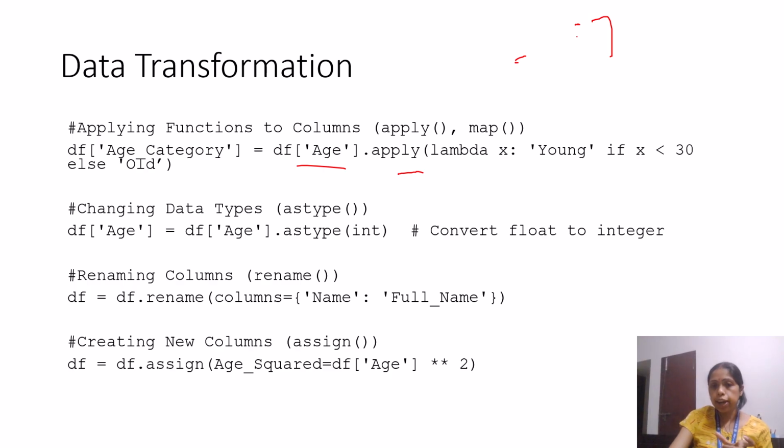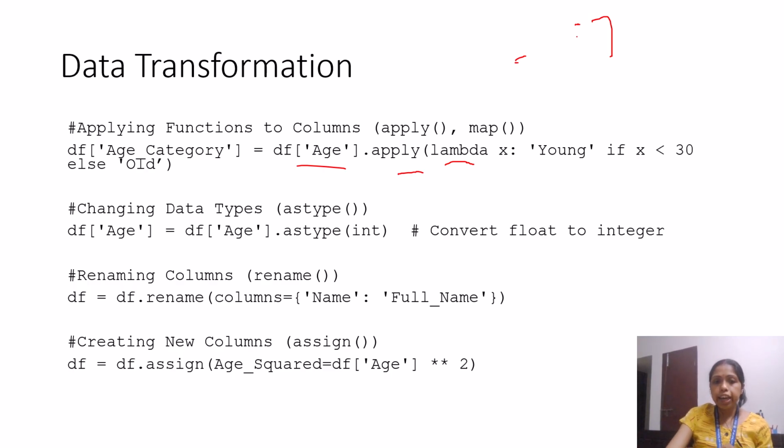If you want to write in a single line, you have to use the lambda function, and that entire operation you want to apply on each column. So that's why you have to write dot apply, then within bracket you have to write the entire set of instructions. Then you can create an age category column where, corresponding to the age value, the categorical value will be stored. This is one data transformation.